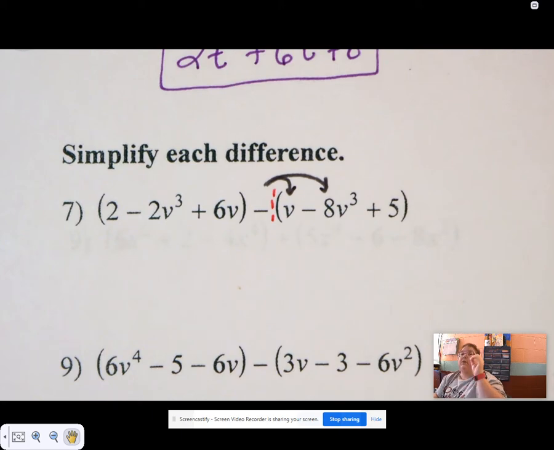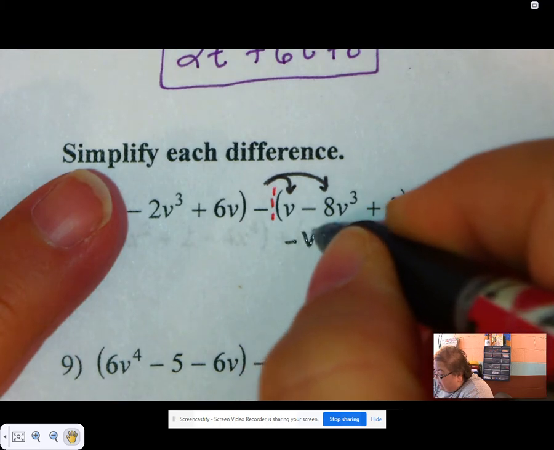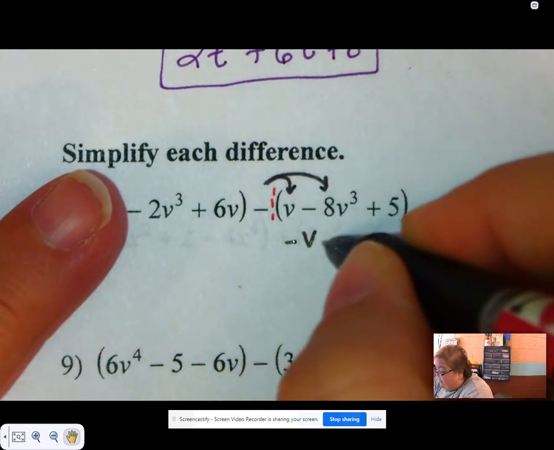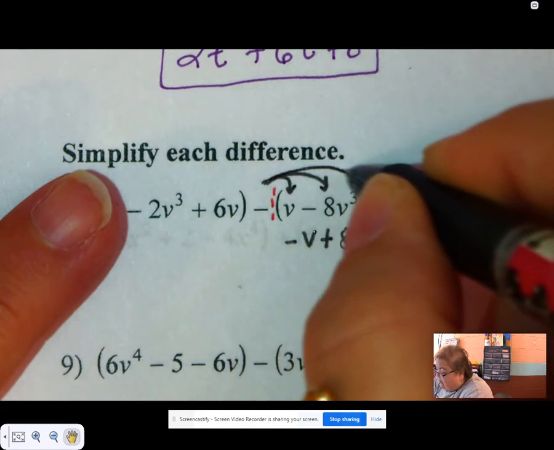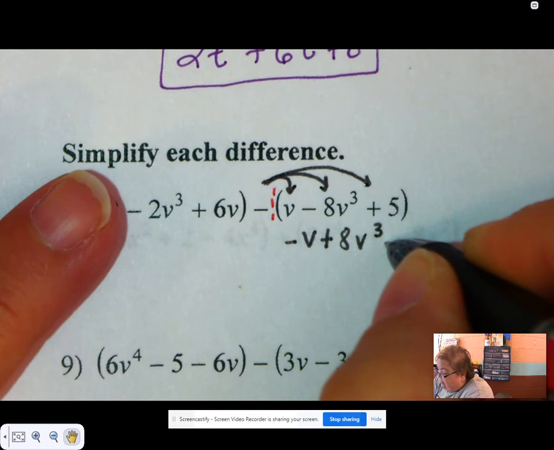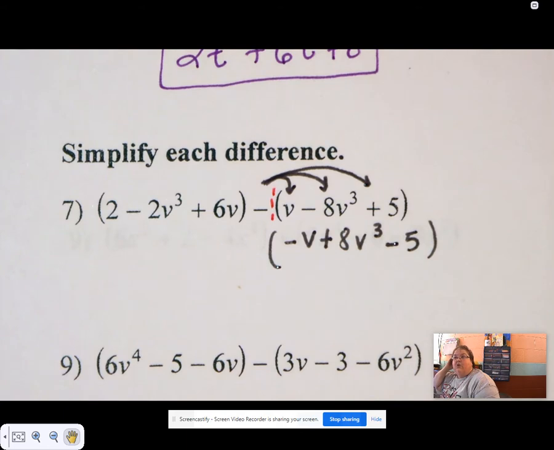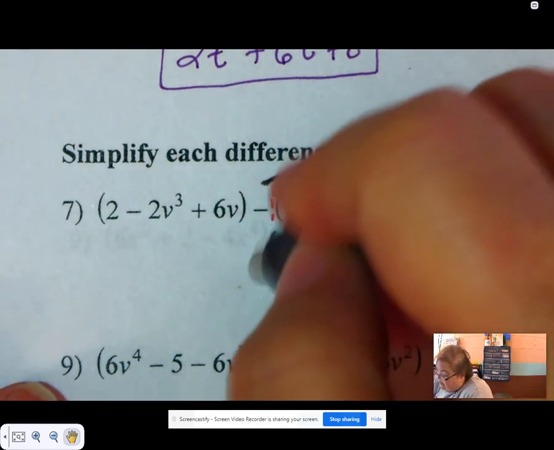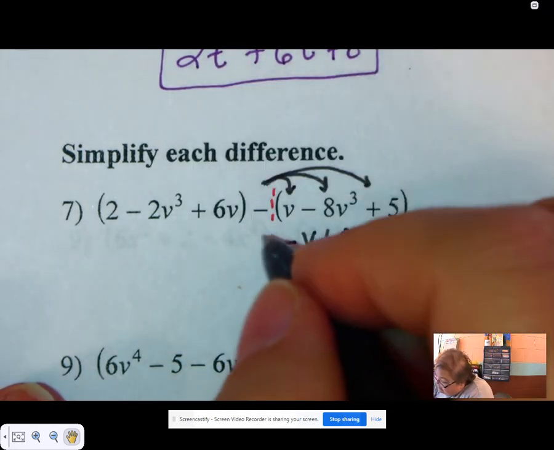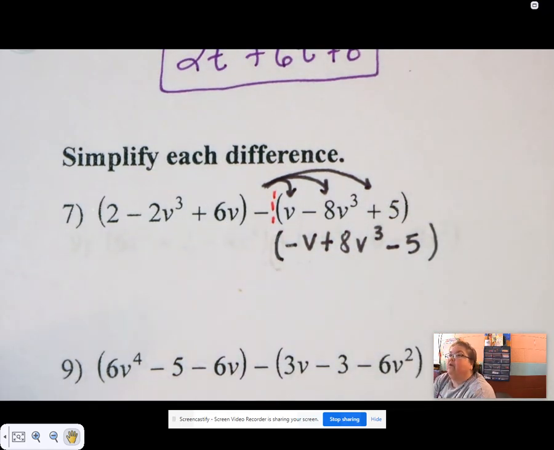We have a new problem, so we have to write it. So negative 1 times v is a negative v. Negative 1 times negative 8 is a positive 8v cubed. What is negative 1 times a positive 5? Negative 5. I have a new polynomial. So I have to rewrite this one because it is different. The value has changed, so I do have to rewrite this one. So if you're subtracting, I expect you to rewrite the problem.